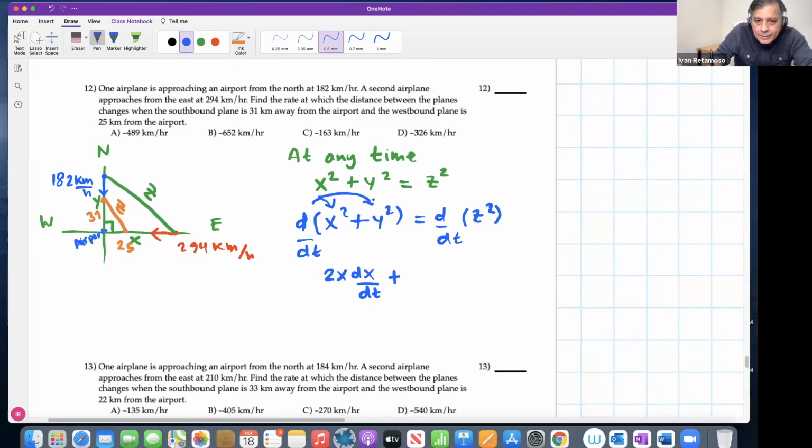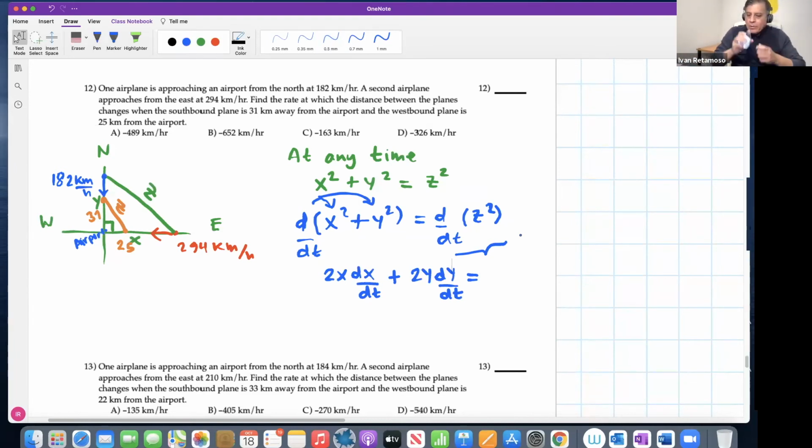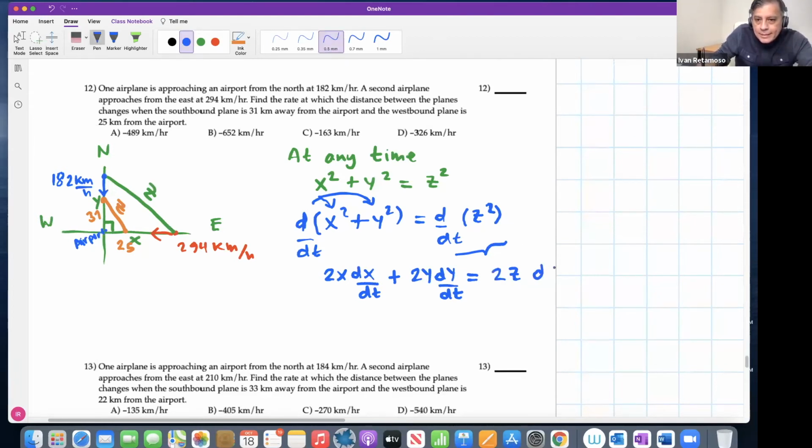This derivative should be 2y dy/dt, right? And who can tell me what's this derivative? Anybody? The derivative of z squared. 2z dz/dt. Excellent, Matt. You made my day. 2z, right? Before it was constant, right? Some of them, but this one, all of them are changing. So this will be 2z dz/dt. Excellent. Now, guys, let's replace what we have as usual.